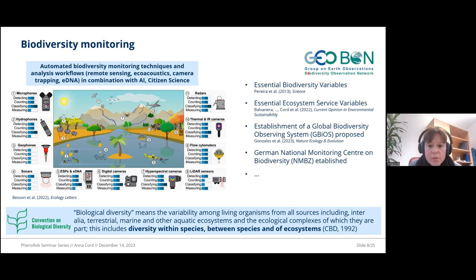A major driver of the research that is happening is GEO BON, which I'm involved in, the Group on Earth Observations Biodiversity Observation Network. A very long word, but this is the driving community for what should actually be observed, by defining, first of all, essential biodiversity variables and then essential ecosystem service variables. There's a lot of effort in proposing monitoring systems for biodiversity at the global scale and also at the national scale.